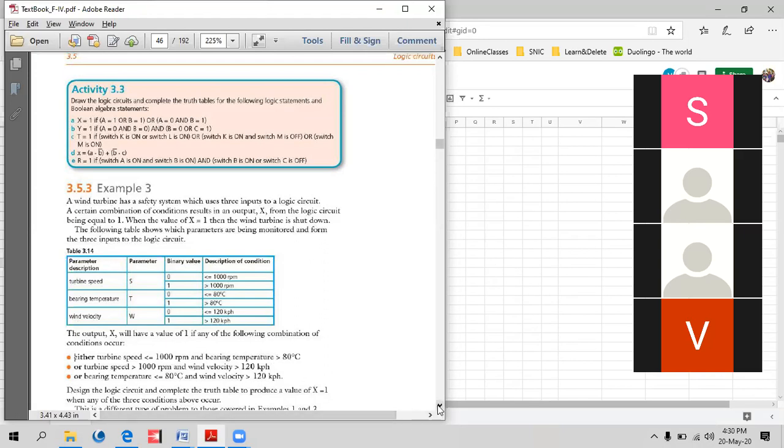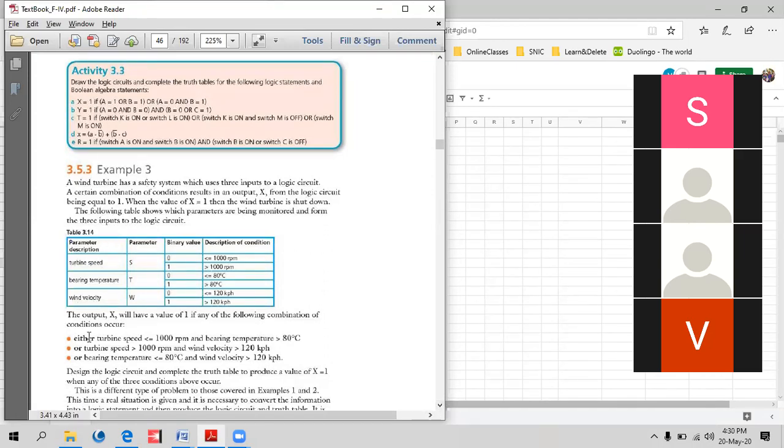So how do we design this? How do we go about this? If this is true, I mean these two, there is one condition here: turbine speed less than 1000 means speed less than 1000 is 0. So if S is 0 and bearing temperature greater than 80, T is 1, it is enough to shut down. There is an AND condition, and because of the AND gate, both have to be true. Just because turbine speed is less than 1000, it won't shut down. It has to have this condition also. So that is one.